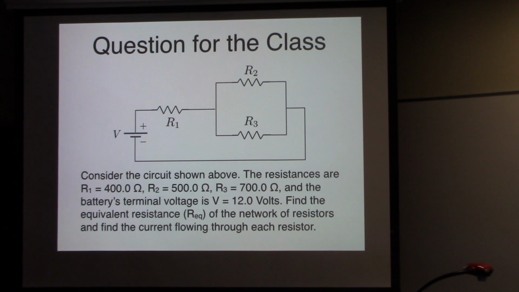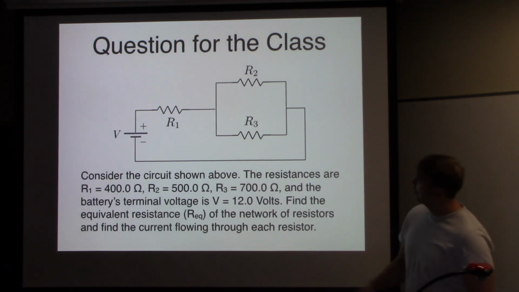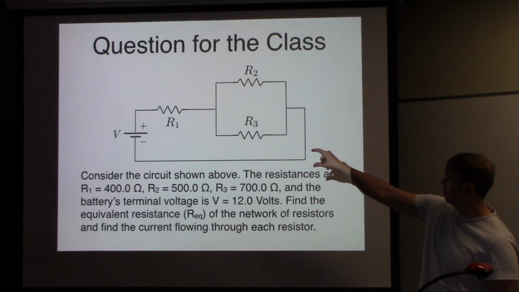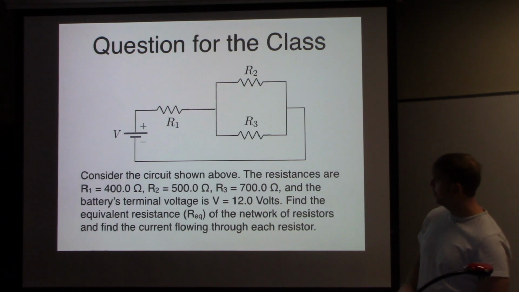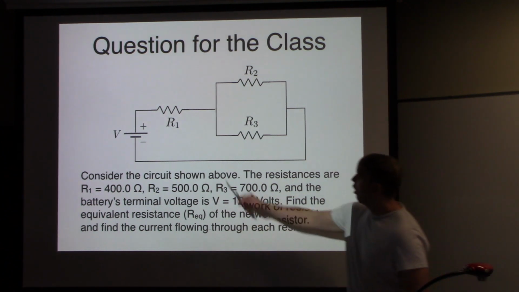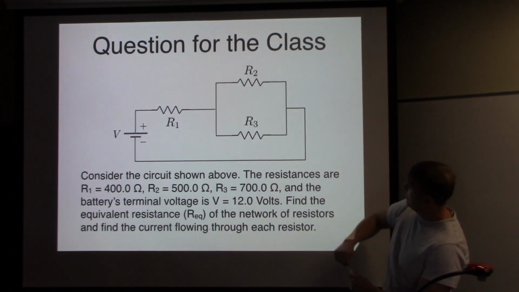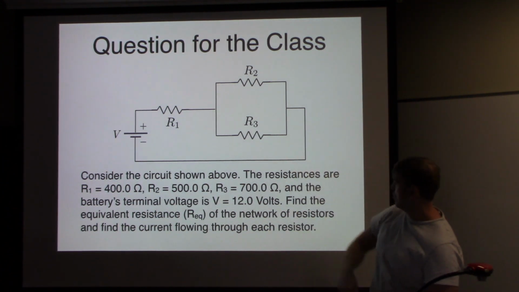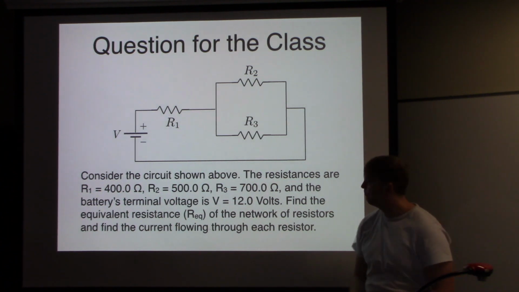I'm going to give you guys one to work on. It's a question for the class. And I think after we do this one, we can just call it a day. So in this one, we have a circuit with 3 different resistors and 1 battery. That's shown right here. Now the resistances are as follows. We have R1 is equal to 400 ohms, R2 is equal to 500 ohms, and then R3 is equal to 700 ohms. And then the battery's terminal voltage is going to be 12 volts.